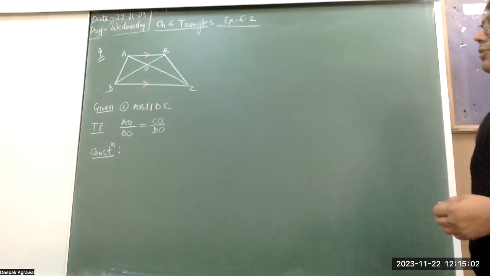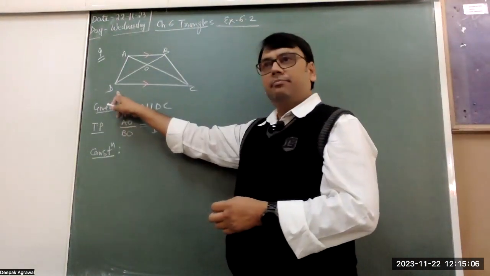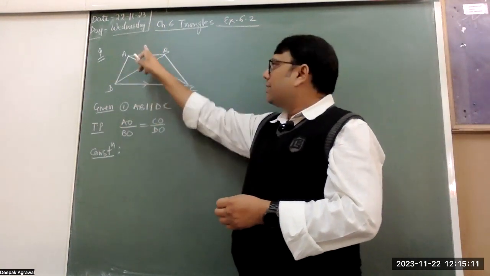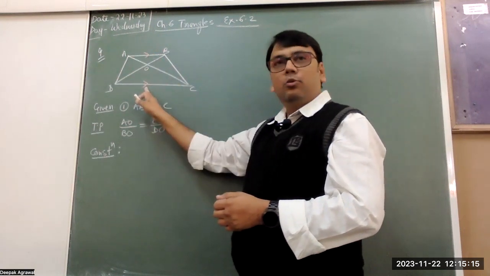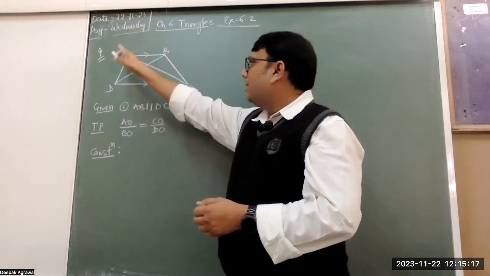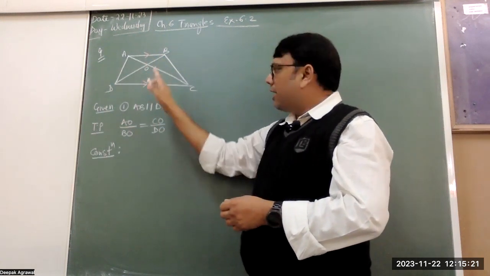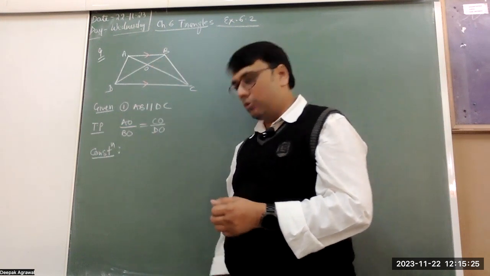So moving on to the next question, we have been given in this question that ABCD is a trapezium in which AB and DC are parallel. So you can see that I have marked the arrows with pink color, that AB is parallel to DC. Fine. And diagonals AC and BD intersect at point O. We have to prove that AO upon BO is equal to CO upon DO.